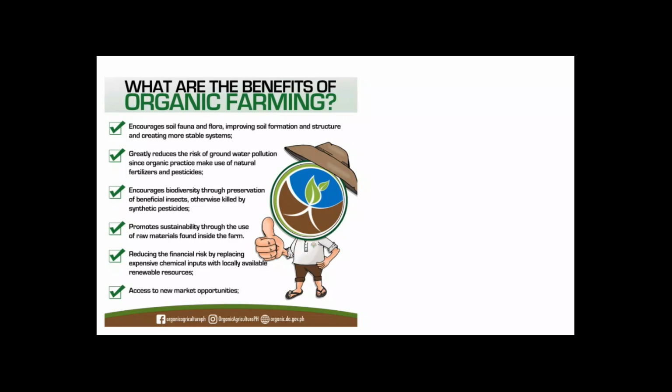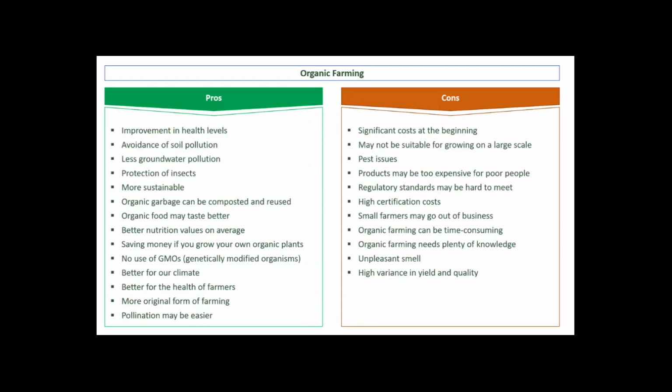And it promotes sustainability through the use of raw materials found inside the farm. And reduces the financial risk by replacing expensive chemical inputs with locally available renewable resources. And there's access to new market opportunities. Quite often there's a market for organically produced produce, which is sold at a higher price. Some people want to buy organic food.